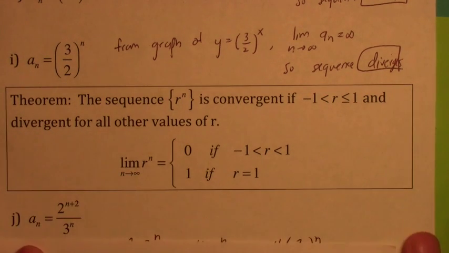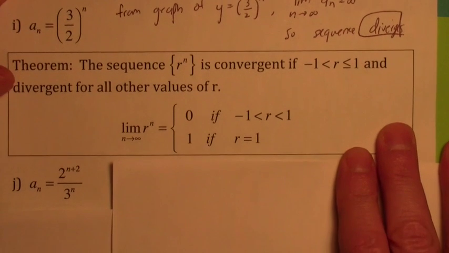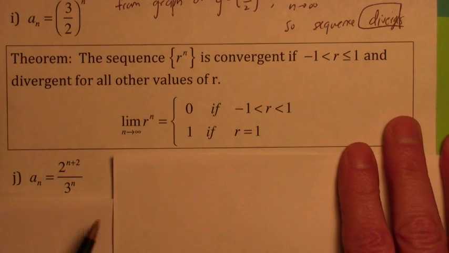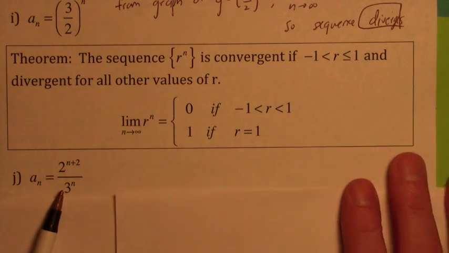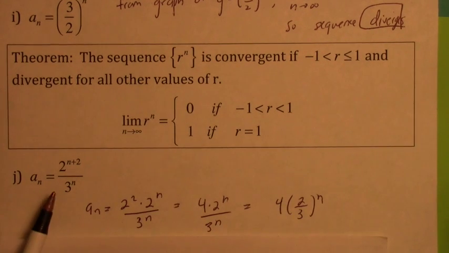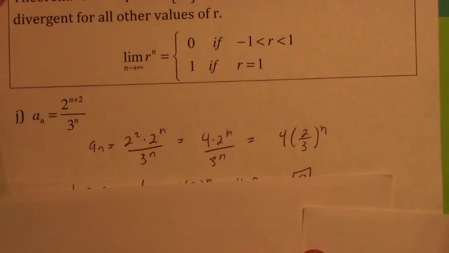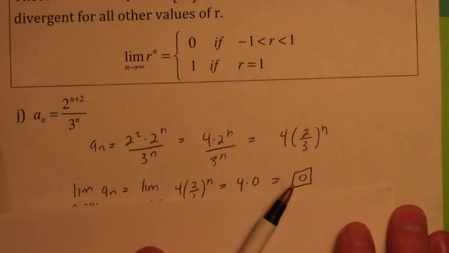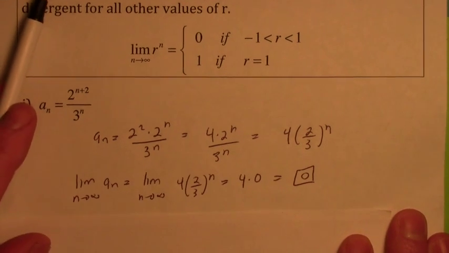All right, let's do one more. So let's look at this one. This is a sequence written like this. You could play around with it a little bit. If you look at a sub n, couldn't you pull off a 2 to the 2 from here? So 2 to the n plus 2 is 2 to the 2 times 2 to the n. So what you could do is this is 4 times 2 to the n over 3 to the n, which can be written like this. Now it'd be easier to see what the limit is as n goes to infinity.